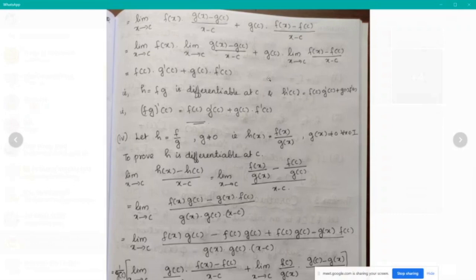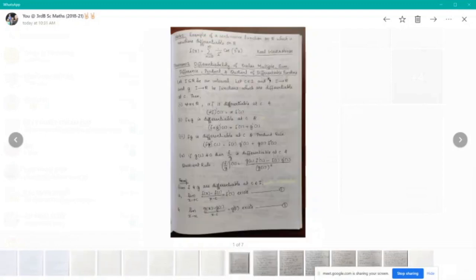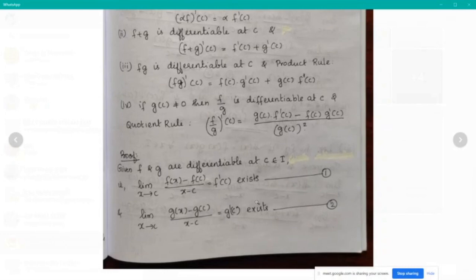Now the last result of the theorem which is the quotient rule. It is a conditional statement. This is true when g of c is non-zero. If g of c is non-zero, then f by g is also differentiable at c and the derivative is denominator into derivative of the numerator minus numerator into derivative of the denominator, divided by denominator the whole square, which is known as the quotient rule. അതാണ് നമ്മൾ ഇനി പ്രൂവ് ചെയ്യാൻ പോകുന്നത്.